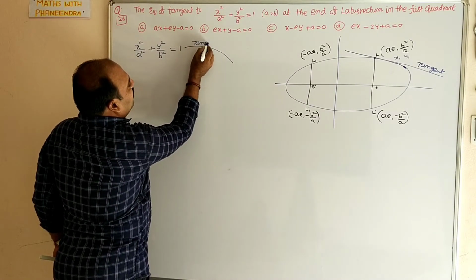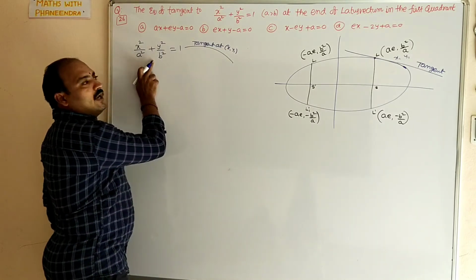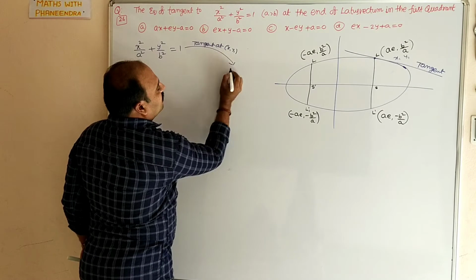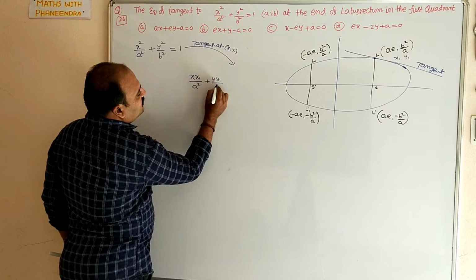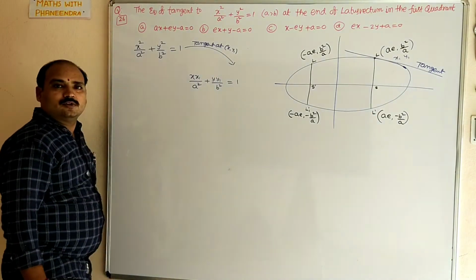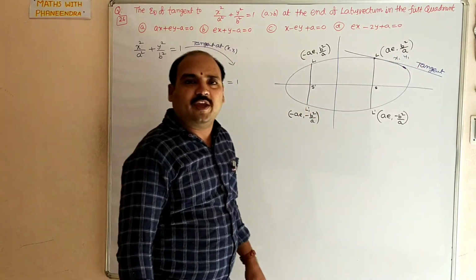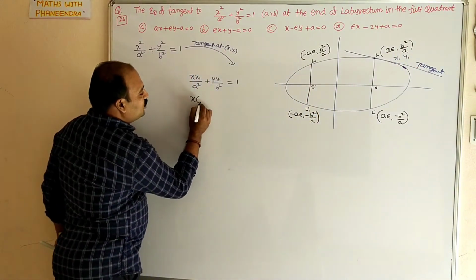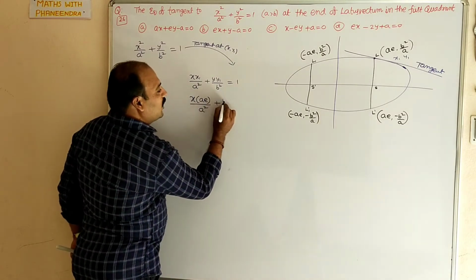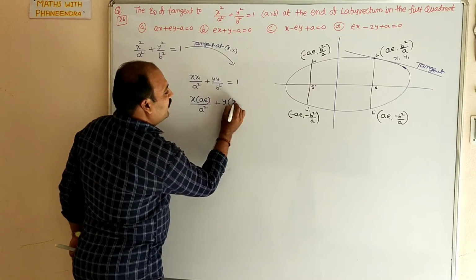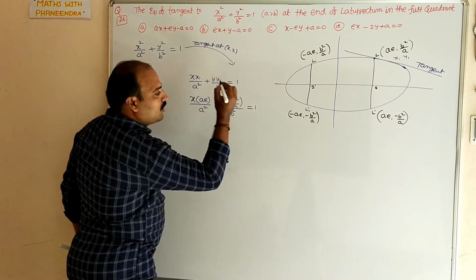The tangent at (x1, y1) to the ellipse is xx1 by a square plus yy1 by b square equal to 1. But in place of x1, y1, what values do we have? (ae, b square by a). So now x into ae divided by a square plus y into b square by a divided by b square is equal to 1.